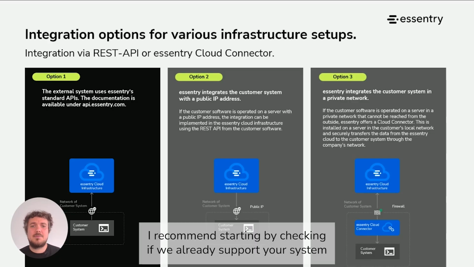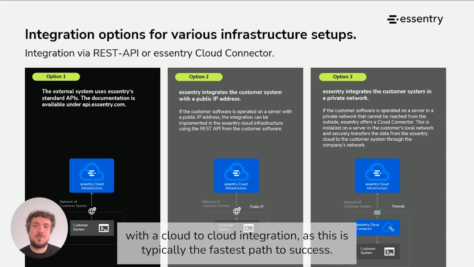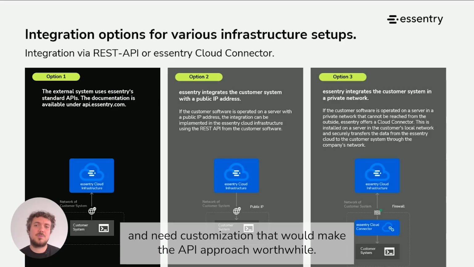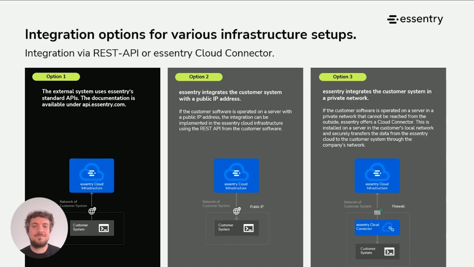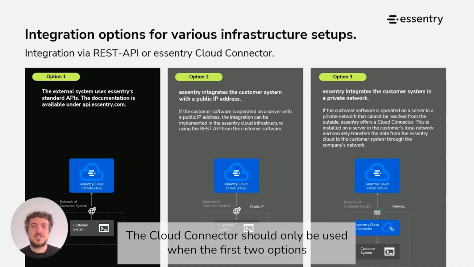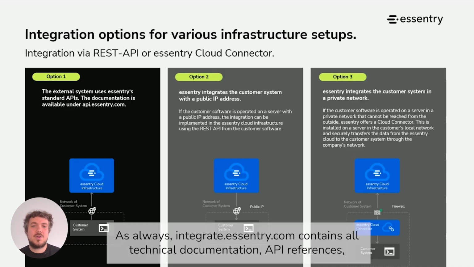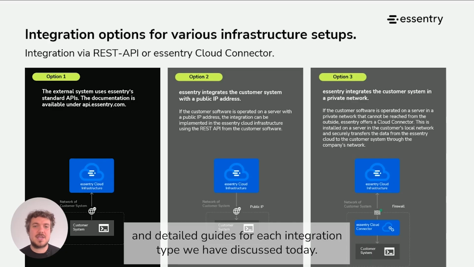I recommend starting by checking if we already support your system with a cloud-to-cloud integration, as this is typically the fastest path to success. If that's not available, consider whether you have technical resources and need customization that would make the API approach worthwhile. The Cloud Connector should only be used when the first two options aren't possible due to security or technical constraints. As always, integrate.essentry.com contains all technical documentation, API references, and detailed guides for each integration type we have discussed today.